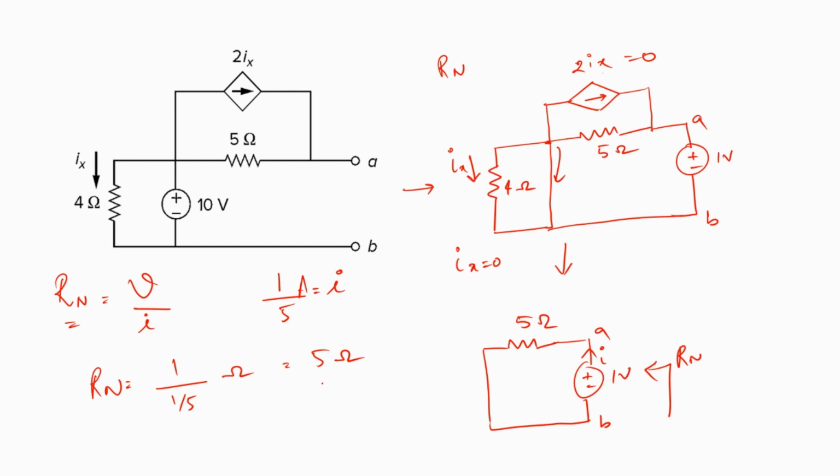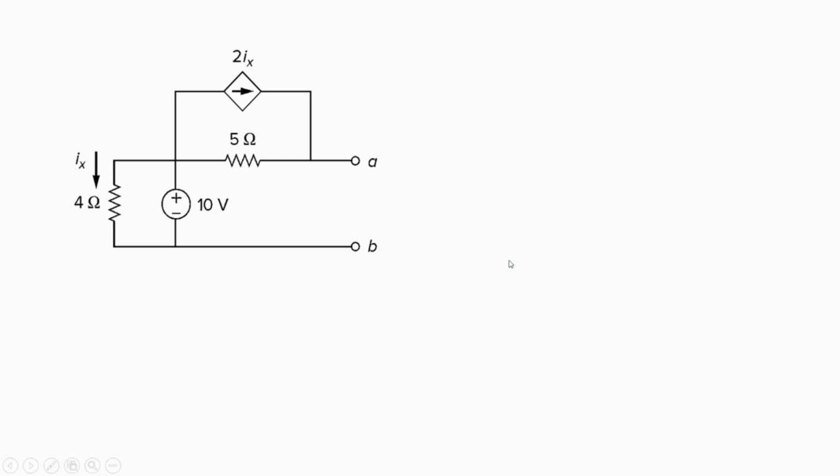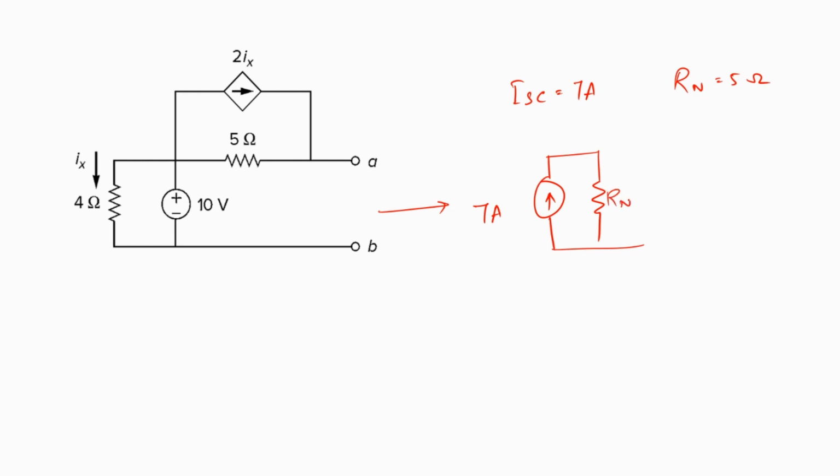So I can now redraw this entire circuit using the Norton's equivalent circuit. So this is how it will appear. So here we've obtained our ISC as 7 amps and Rn as 5 ohms, which means my entire circuit over here can be redrawn as 7 amps in parallel with the Norton's resistance as 5 ohms connected across the output terminals AB.